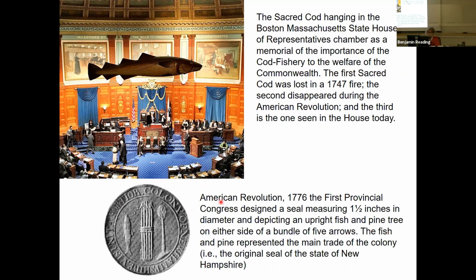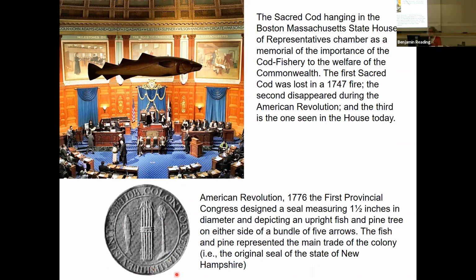Here's another one, American Revolution, 1776. The first provincial Congress designed a seal measuring 1.5 inches in diameter, and it depicted an upright fish here and a pine tree on either side of a bundle of 5 arrows. Now the fish and the pine tree represented the main trade of the colony. At the time, this was in New Hampshire. This later then was adopted to become the seal of the state of New Hampshire.